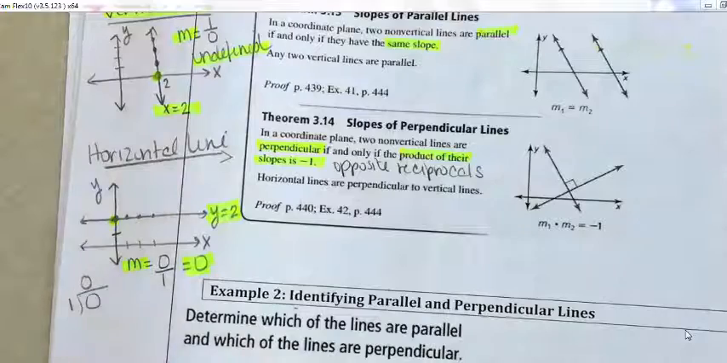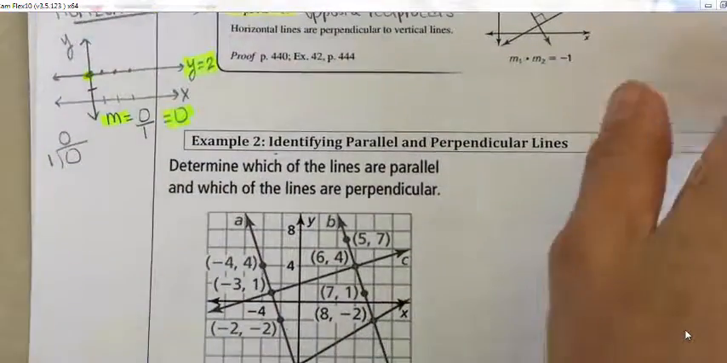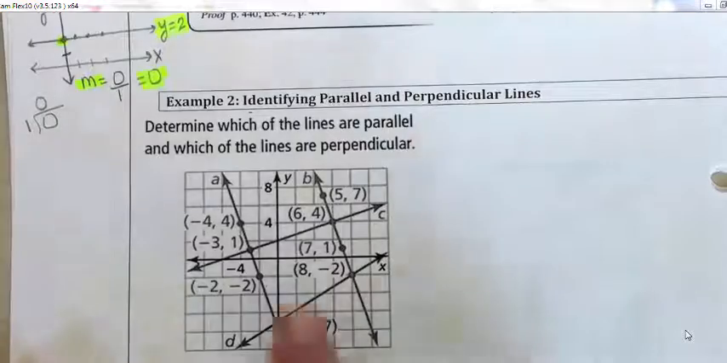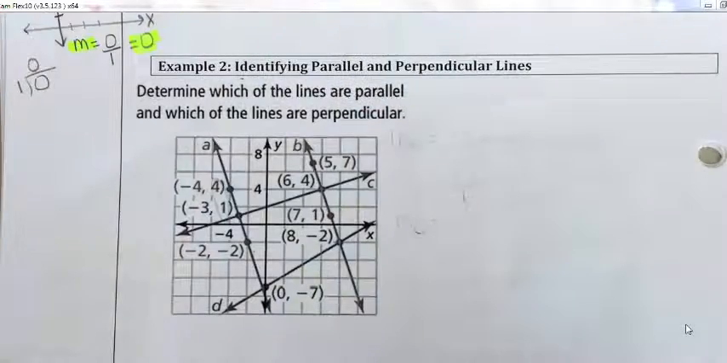The sooner you learn those, the easier it's going to be, because those lines keep coming up again and again and again. All right. So, using these theorems, let's go through and talk about identifying parallel and perpendicular lines. Determine which of the lines are parallel and which of the lines are perpendicular. Well, any lines with the same slope will be parallel, and any lines with opposite reciprocal slopes will be perpendicular.